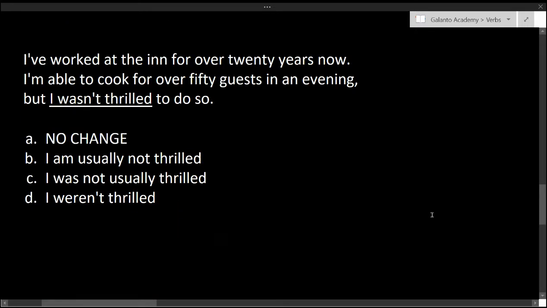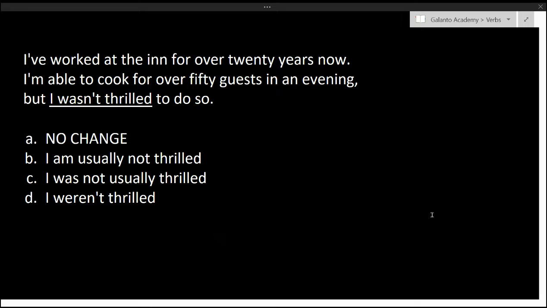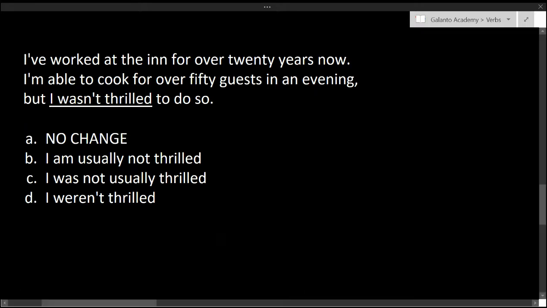So let's look at this example. I've worked at the inn for over 20 years now. I'm able to cook for over 50 guests in an evening, but I wasn't thrilled to do so. So here we have I've worked, and our verbs are hiding a little bit here. So this is a little bit trickier, but I have worked. I am able to cook for over 50 guests, but I was not thrilled to do so. So have, am, but then was suddenly turns into past tense and differs from these verbs up here.